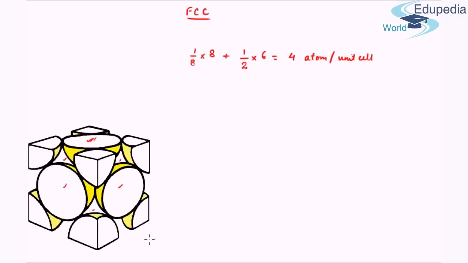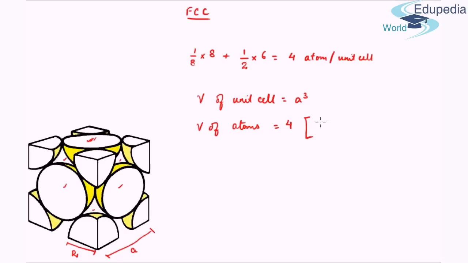Is it better than BCC, worse than BCC? If better, how much better? Let's do the calculation. This side again, let's call it A. The radius, let's call it R. So the volume of the unit cell again will be A cube. For the volume of atoms in the unit cell, we have 4 atoms, so 4 times the volume of each atom, 4 upon 3 pi r cube. That gives us 16 upon 3 pi r cube as the volume of all the atoms in the unit cell.